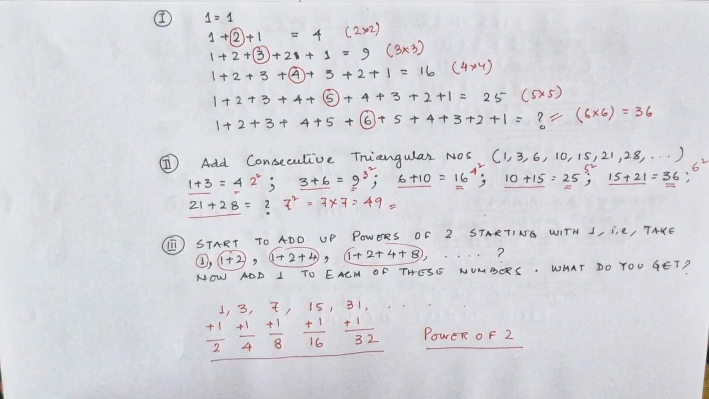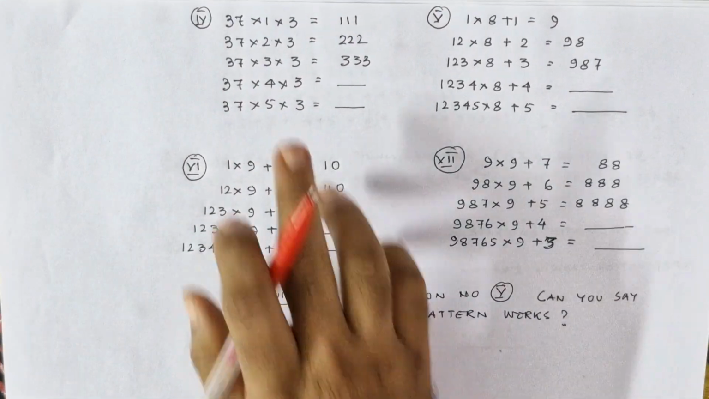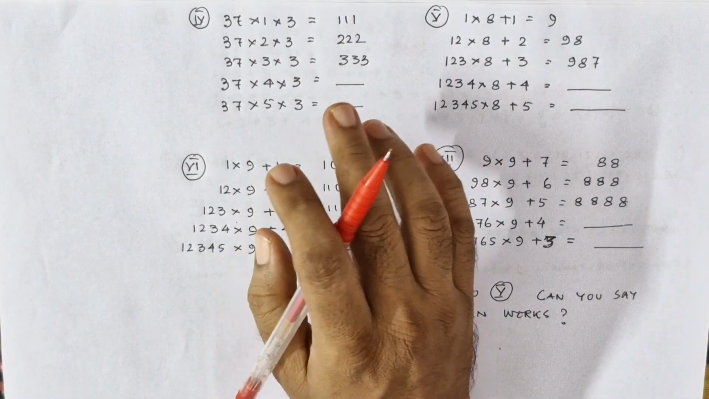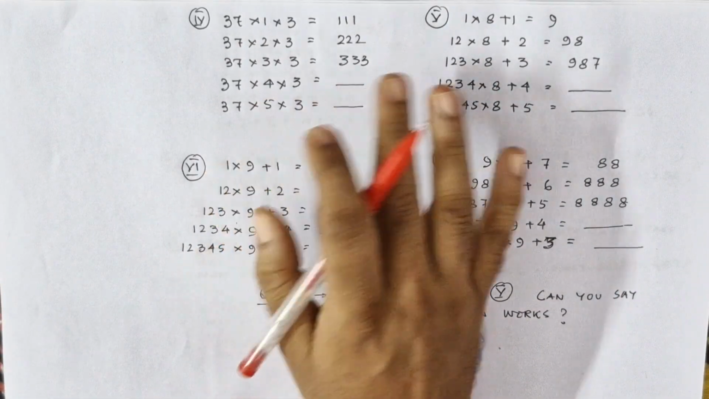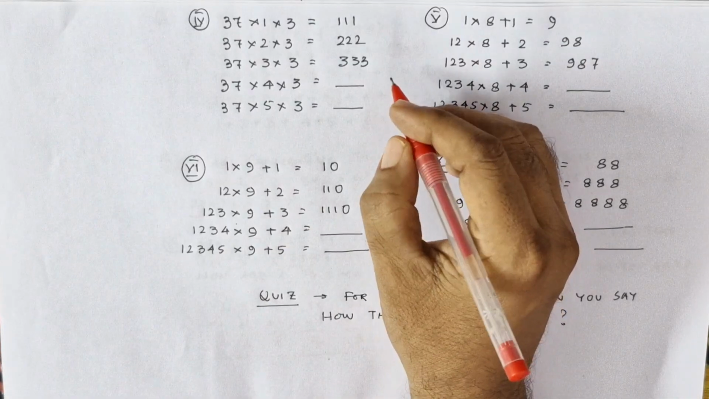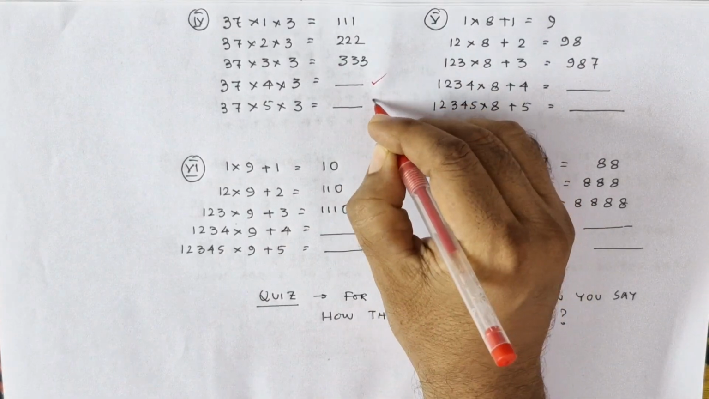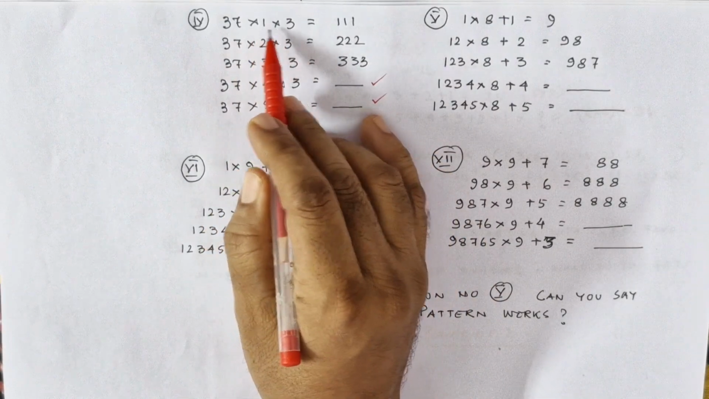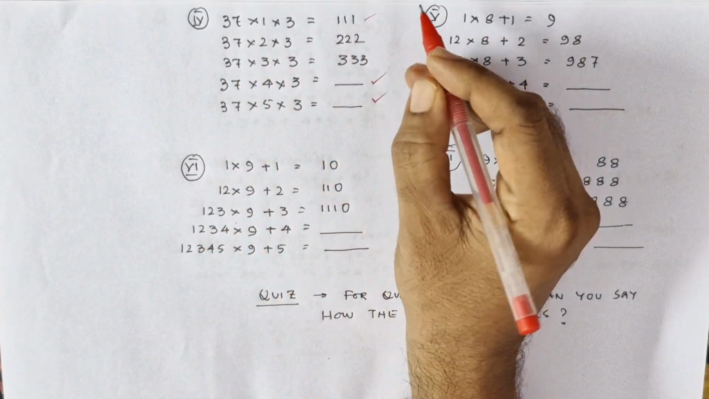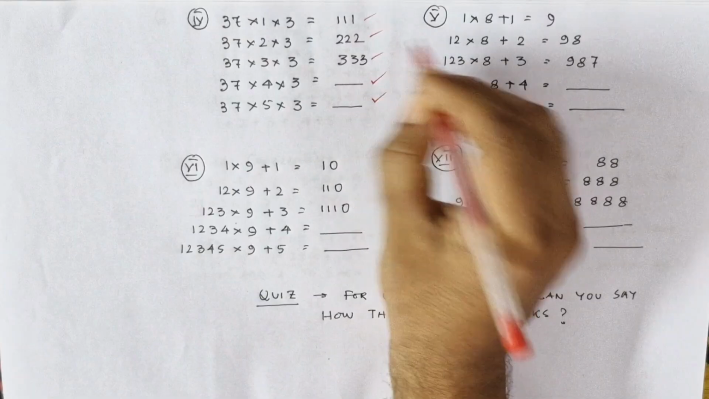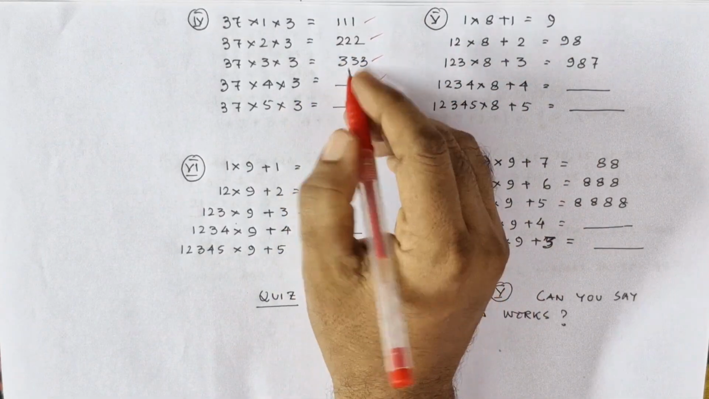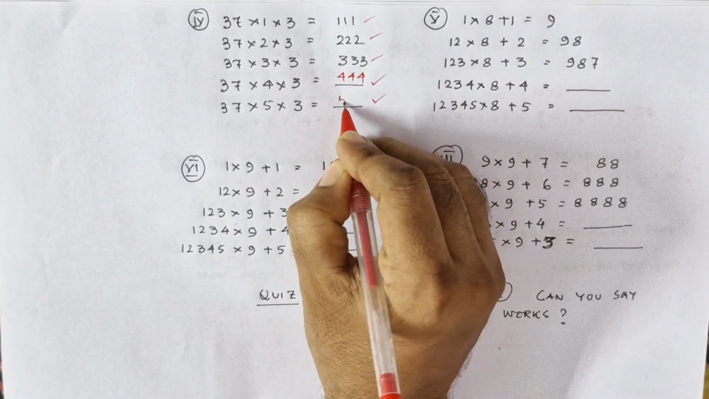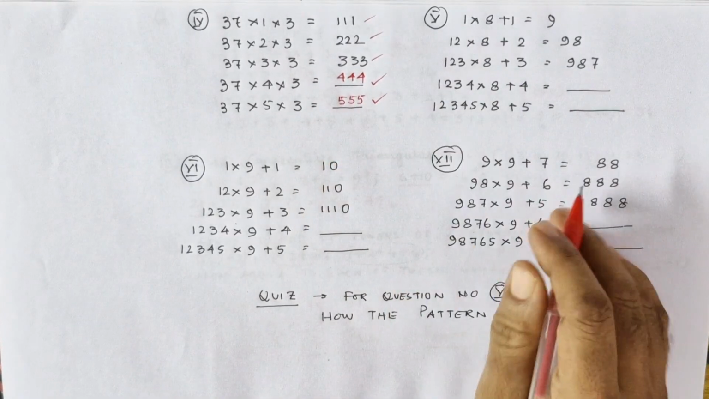Okay, next move. There are 4 patterns, right? So let's come one by one. In an exam, you might be given certain patterns and asked to predict the next 2 terms. For example, this is 111, this is 222, this is 333. If you understand the pattern, the consecutive predictions will be 444 and 555.